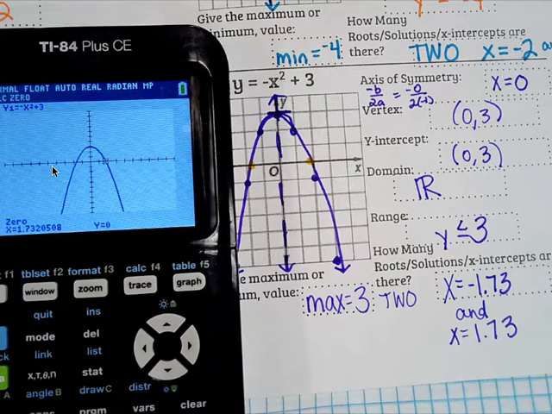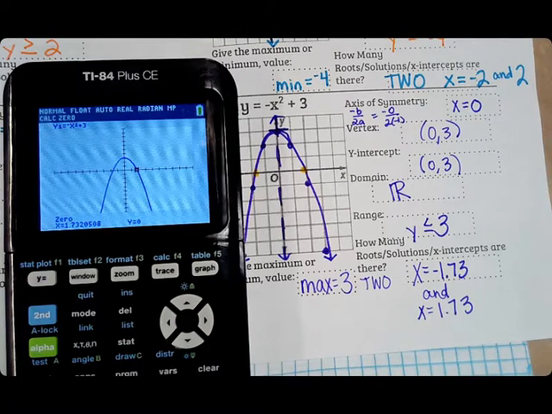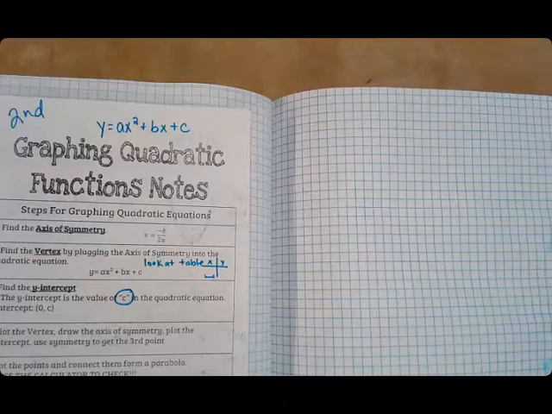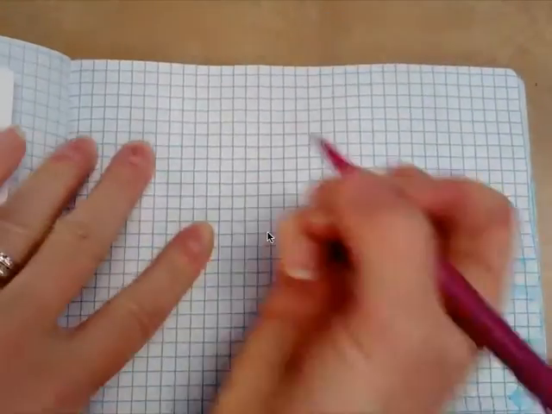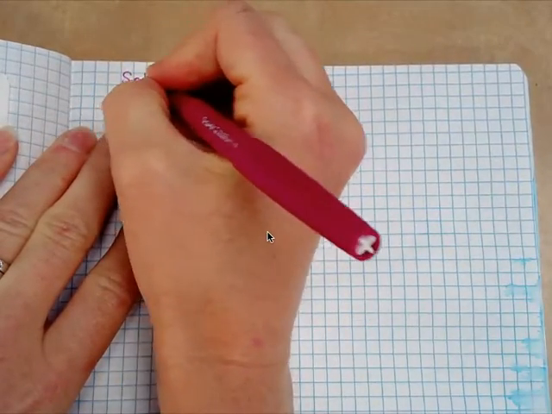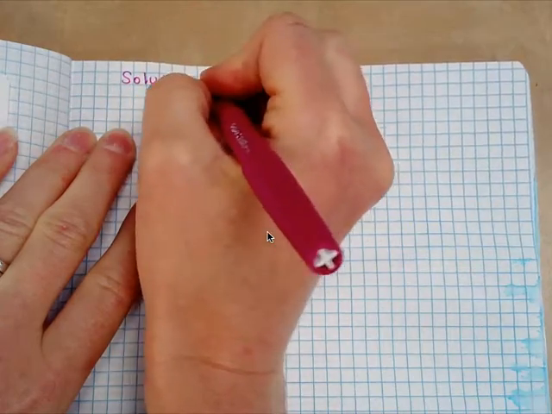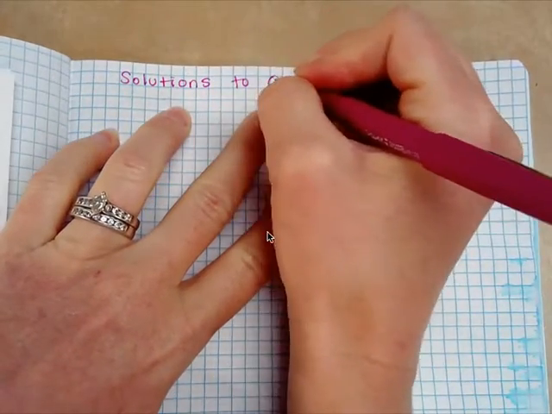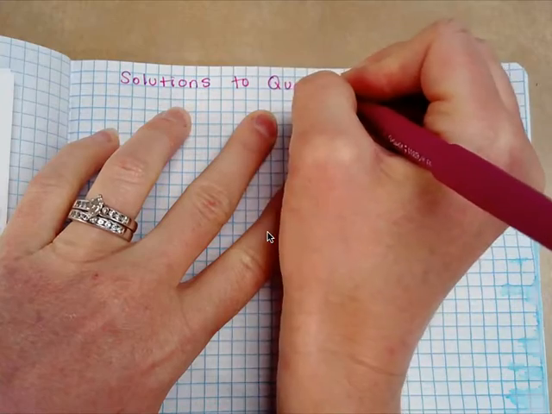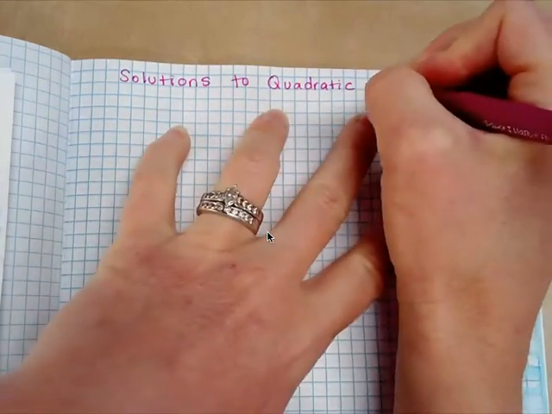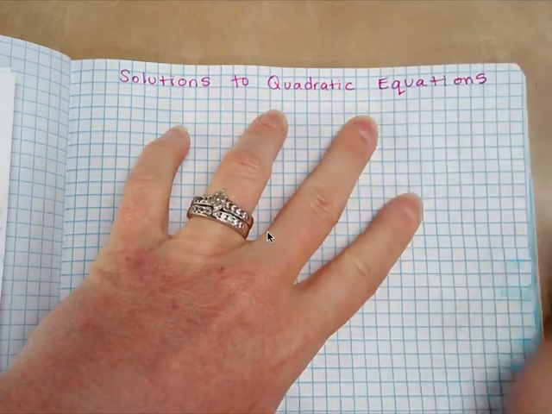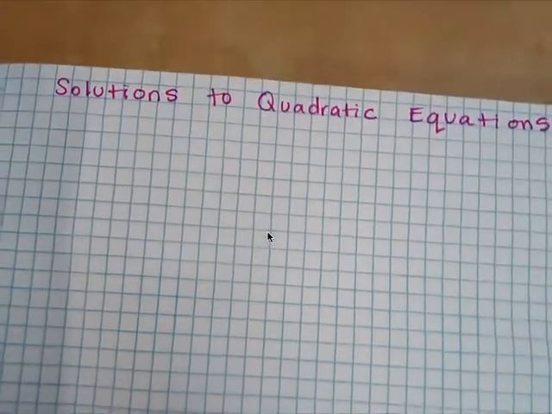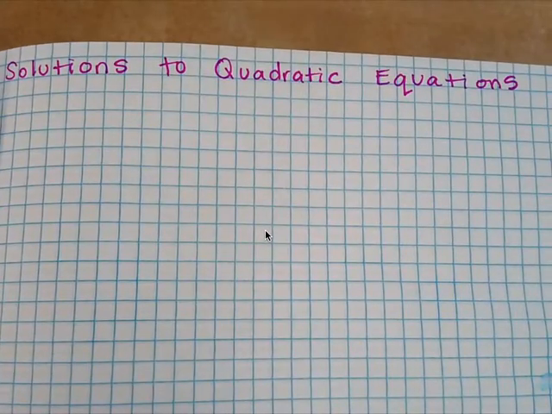All right, so we are done with these notes. So go ahead and glue them in. We are going to take notes on the next page in your journal. So go ahead and title these notes Solutions to Quadratic Equations. So we're solving quadratic equations.